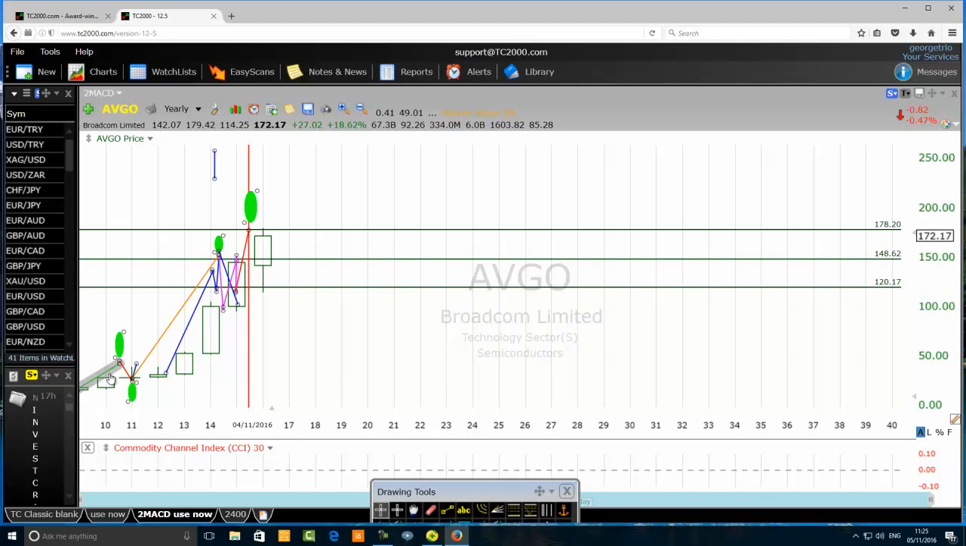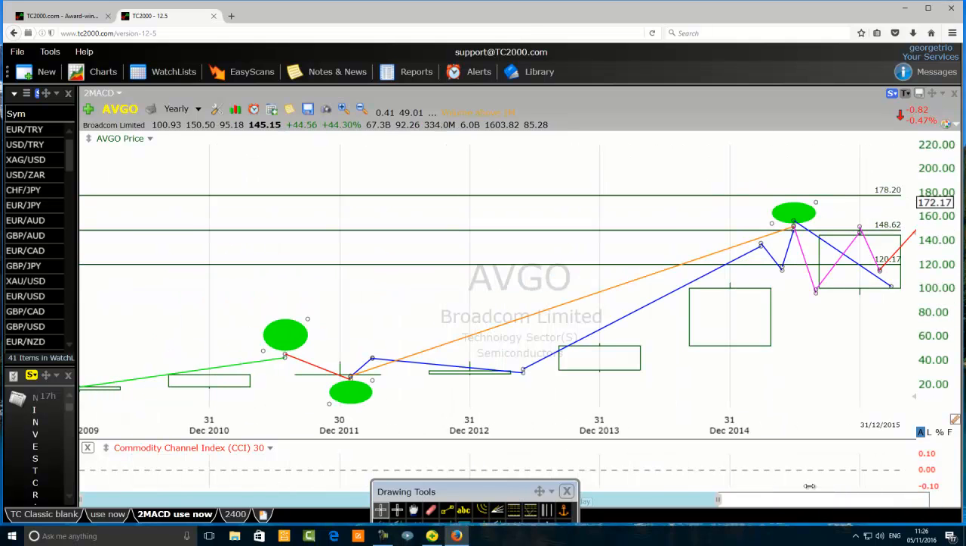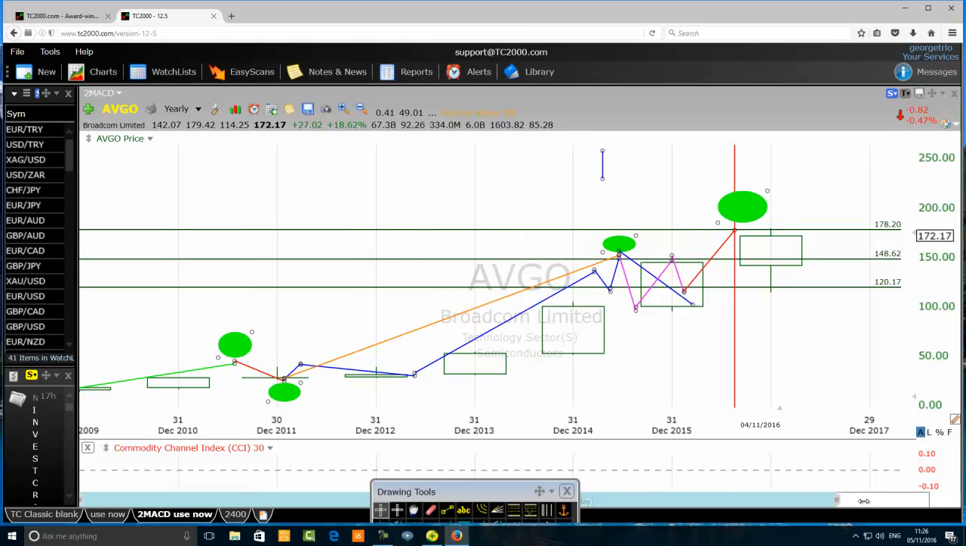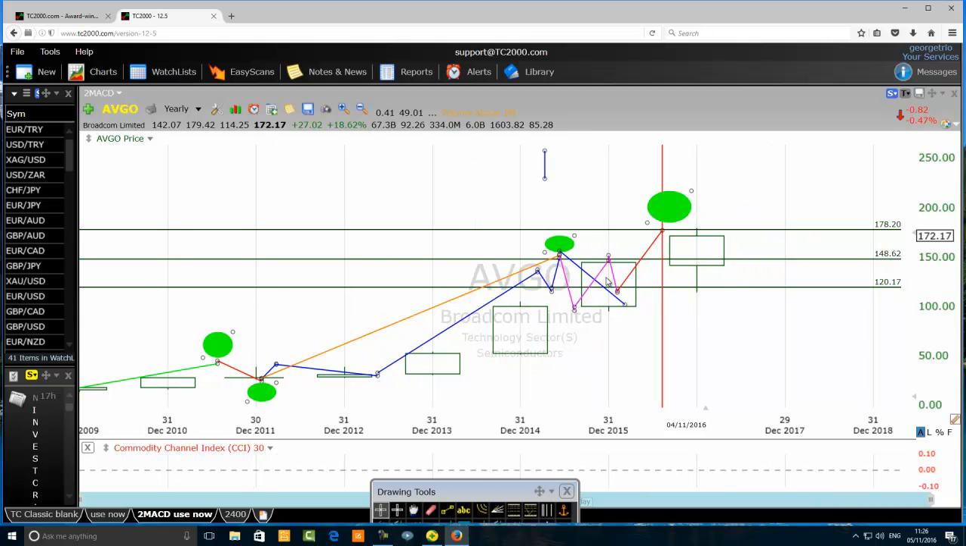See here, 1, 2, 3. So it looks to me like this move is just one move up. You see, it just went up, boom, boom, boom, boom, boom, up. It's not bad. It's an impulsive move on the yearly chart that is subdivided into 5 minor waves on the monthly chart. Good. This move from here all the way up here on the yearly chart is subdivided into 5 minor waves on the monthly chart.